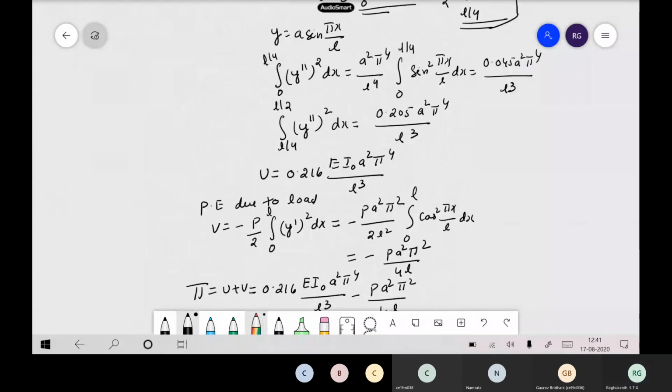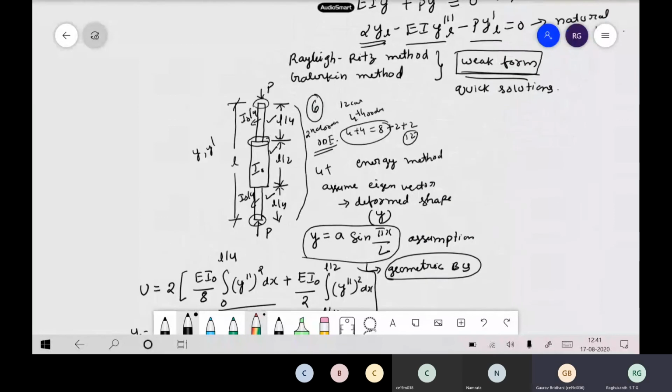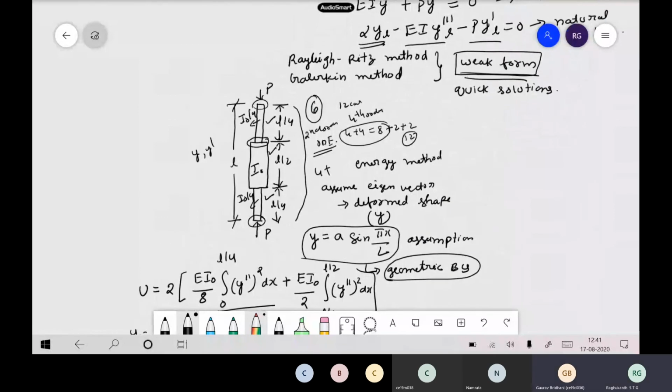Yeah. Higher order derivative. Why, what's the reason? The higher order derivative we are using.